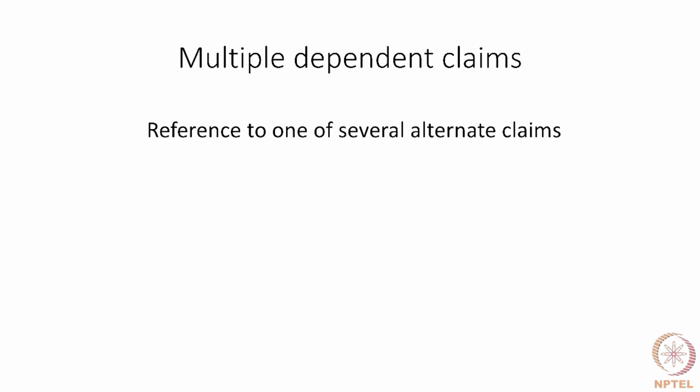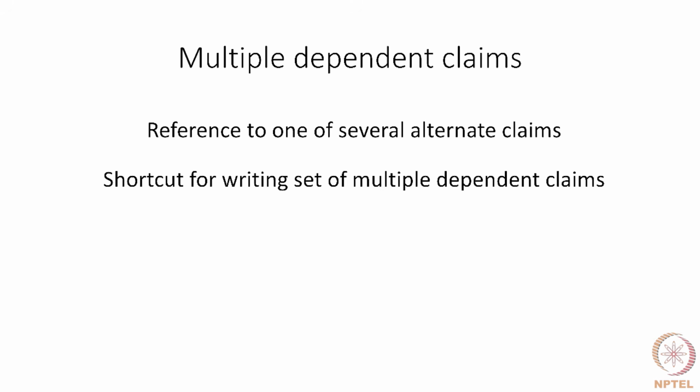Multiple dependent claims. A multiple dependent claim is a claim in which there is reference to one of several alternate claims. There are many claims on which it is dependent. It recites all of them or more than one of them. It's a shortcut for writing a set of multiple dependent claims. So if you want to write a series of multiple dependent claims, it is easier to give cross-reference so they are all linked together.